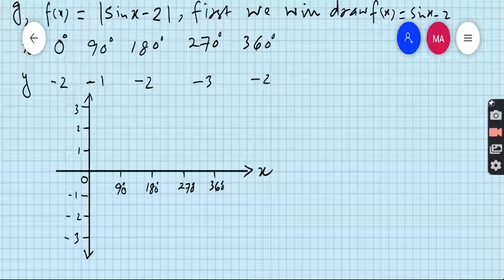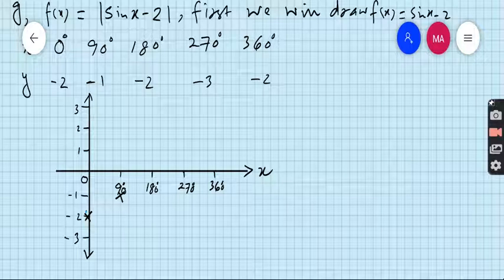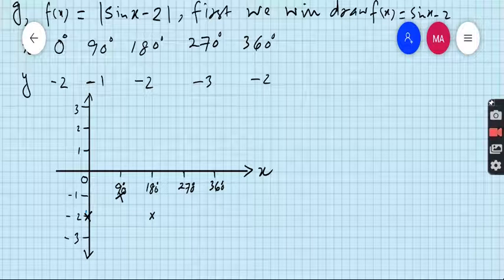So for 0 the value is minus 2. This is the first point. For 90 degrees the value is minus 1. For 180 the value is minus 2. For 270 the value is minus 3. For 360 degrees the value is minus 2. Because all the points are below the x-axis, we have to draw a dotted curve. Join all the points by means of dotted curves.